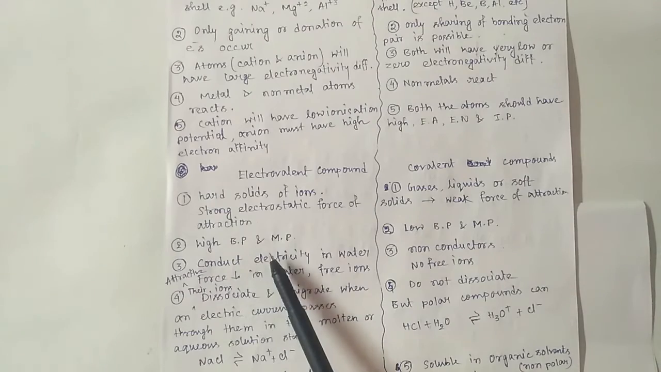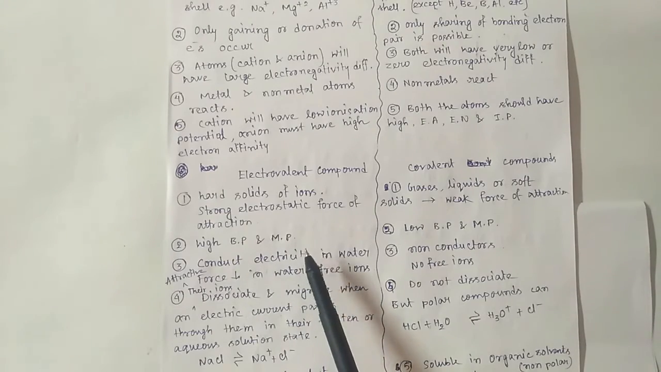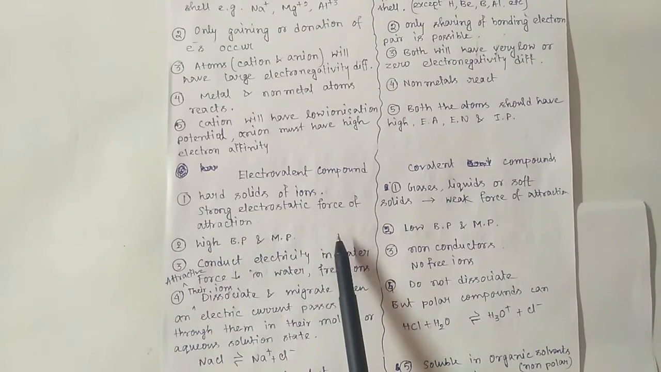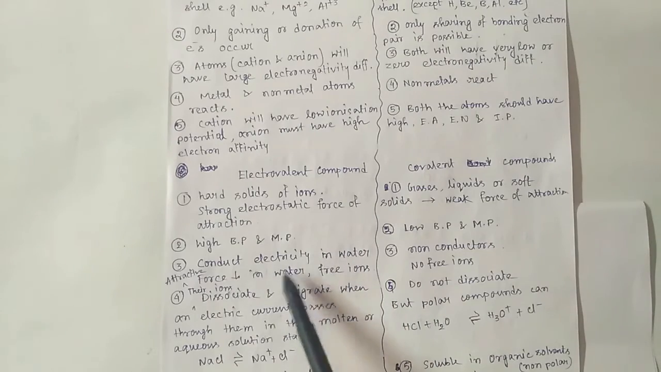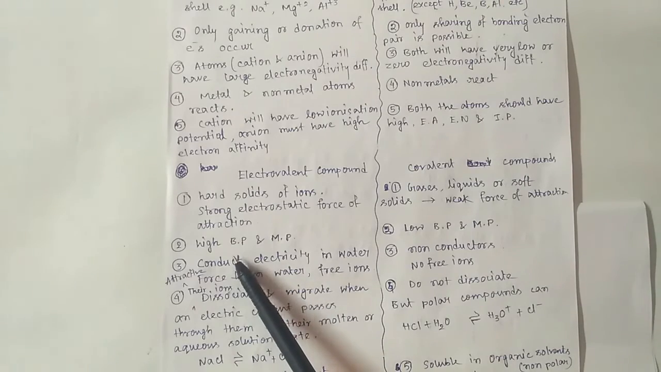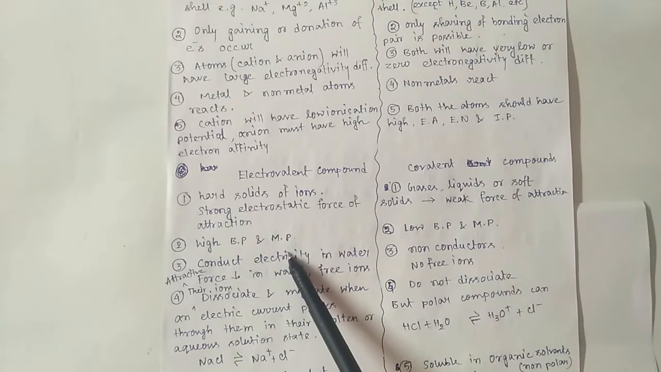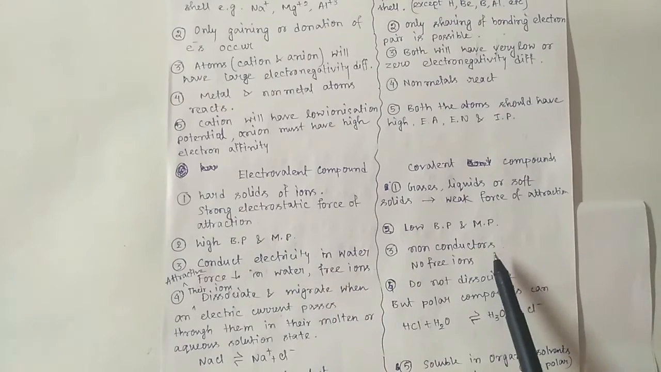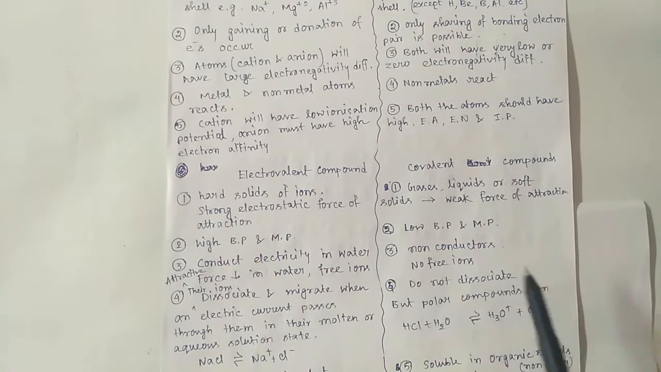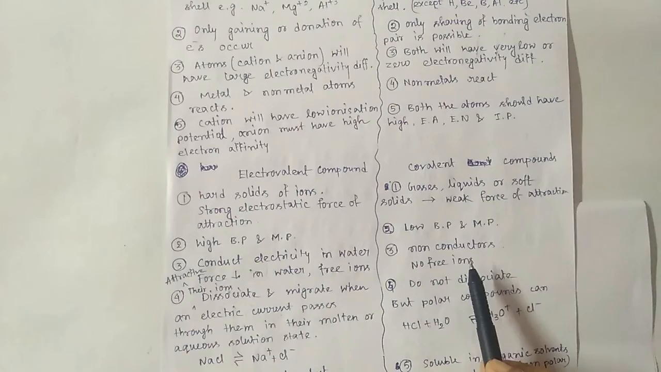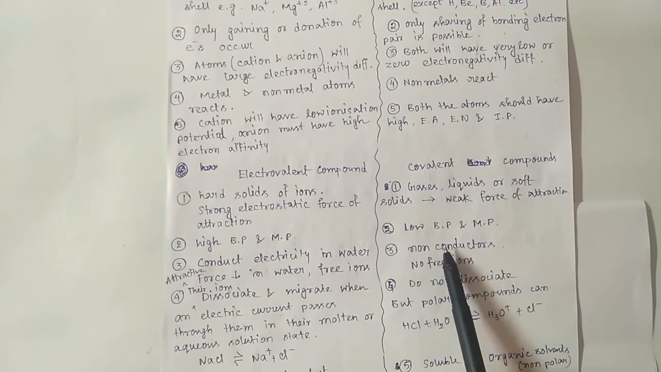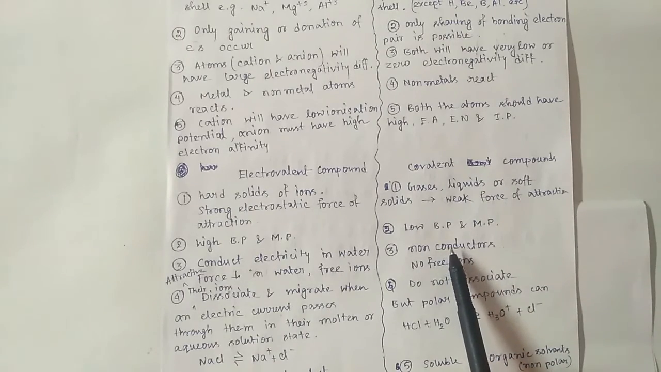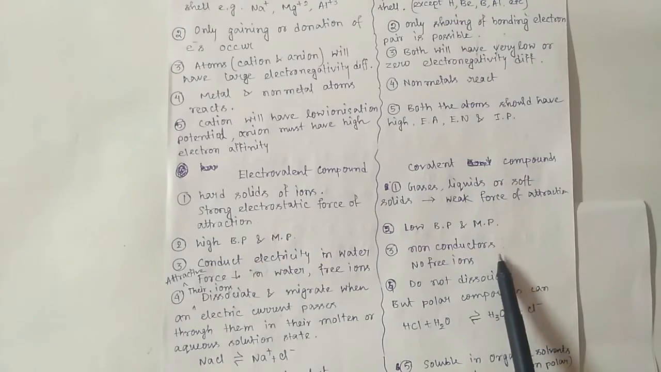They have high boiling point and melting point, definitely, as their electrostatic force of attraction between them is very high. So definitely it will require more energy to break an ionic bond, and thus it will have high boiling point and high melting point. But covalent compounds, as they have weak force of attraction between their molecules, will require less energy to break the bonds, and thus have low boiling point and melting point.